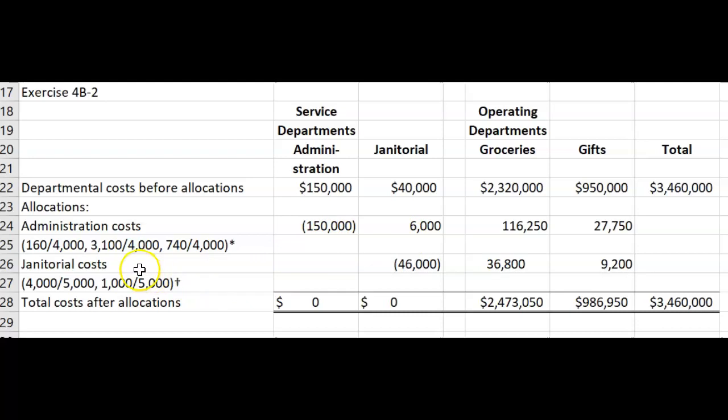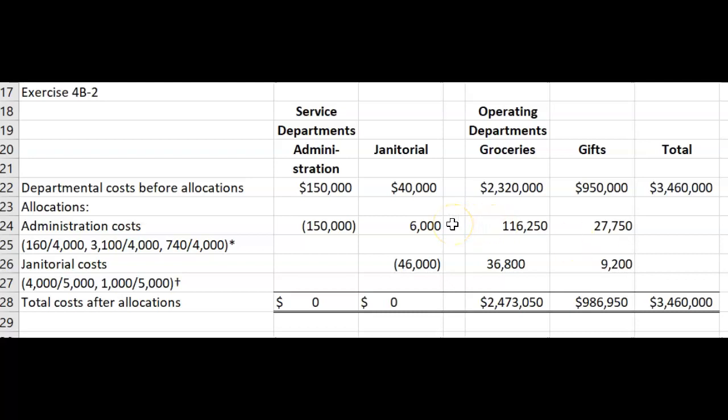The grocery department is 3,100 employee hours divided by the 4,000 times the 150,000. The groceries department would be allocated 116,250. And then the gifts would be 740 employee hours divided by the total hours of 4,000, which is 27,750. Now we know the janitorial cost is only allocated to the operating departments.